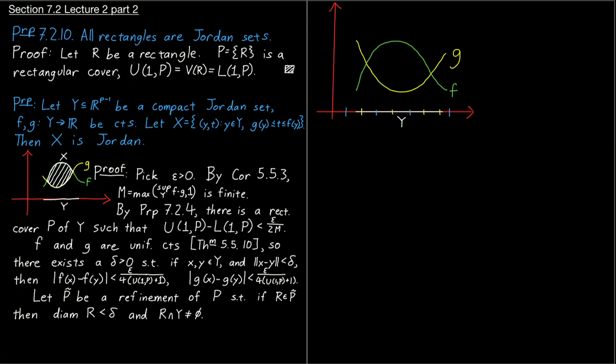Here is what we're going to do. We're going to take these sort of prisms, that is tall rectangles, whose base is one of the rectangles that's covering Y, and whose height, well, we'll see. What we're going to do is we're going to slice at the highest and lowest that F and G get, respectively, in each of these rectangles.